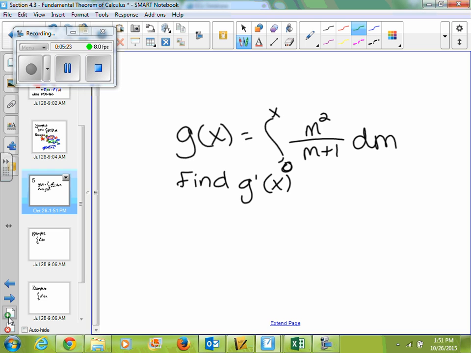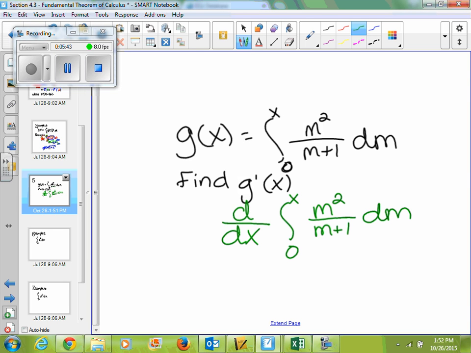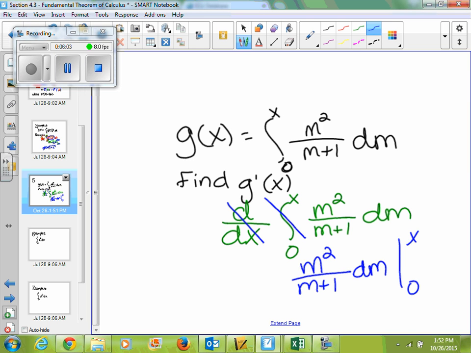Well, to find g prime of x, that's my derivative. So I'm going to differentiate my function for x. That's what d over dx means. And my function in this case is the integral from 0 to x of m squared divided by m plus 1 dm. Okay, so then my derivative and my integral cancel. So I'm left with m squared divided by m plus 1 dm evaluated from 0 to x.